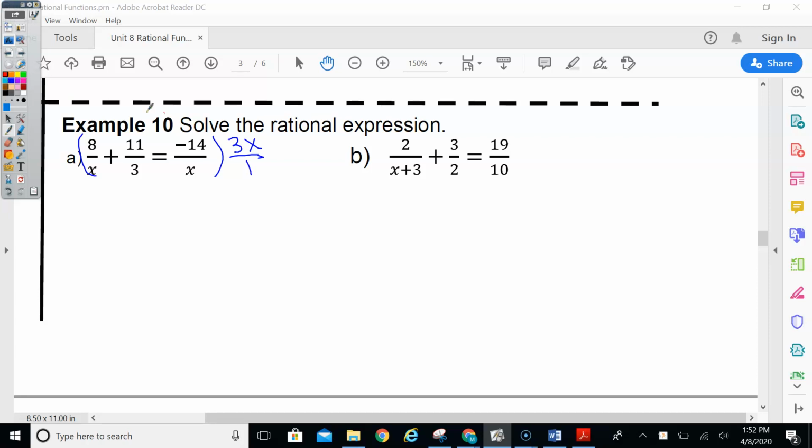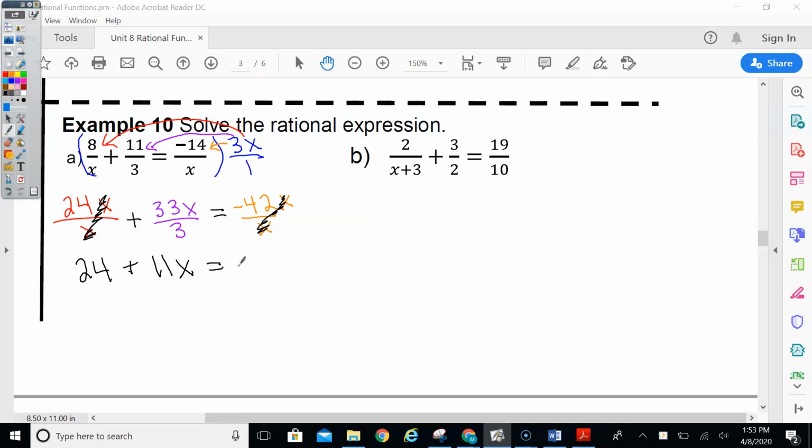Okay, so when I multiply the first fraction by 3x, I get 24x over x, because 1 times x is just x. So when you clear the denominator, really you're just multiplying the numerator. The denominator stays the same. Alright, multiply by the second one, 3x times 11, it's 33x over 3 equals, multiply negative 14 by 3. Negative 14 times 3 is negative 42, I'm sorry, negative 42x over x. So now I reduce. So notice here these both have an x. So that's just 24. Plus these reduces to 11x. This reduces to negative 42.